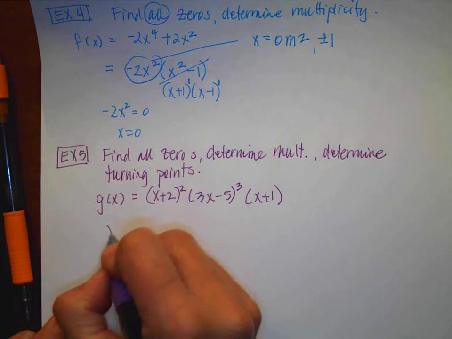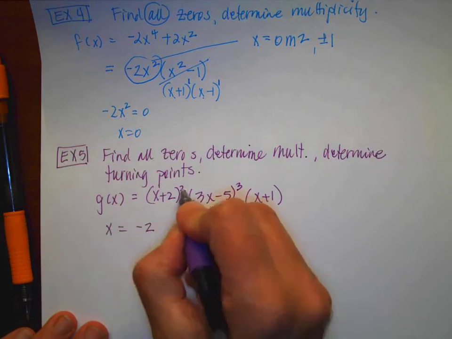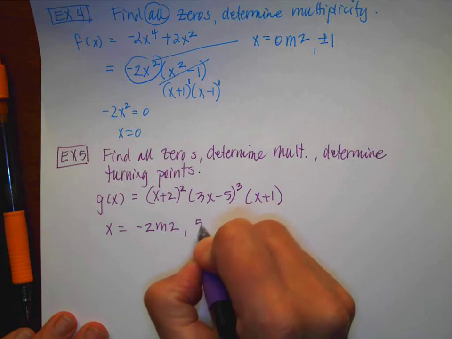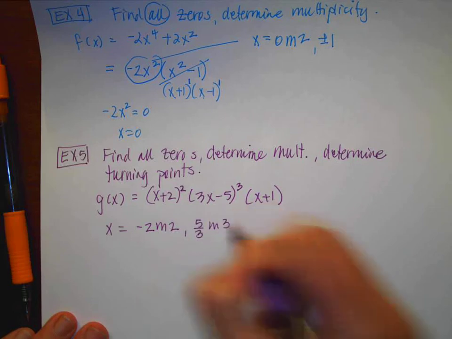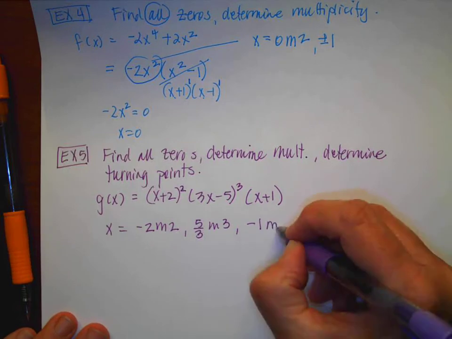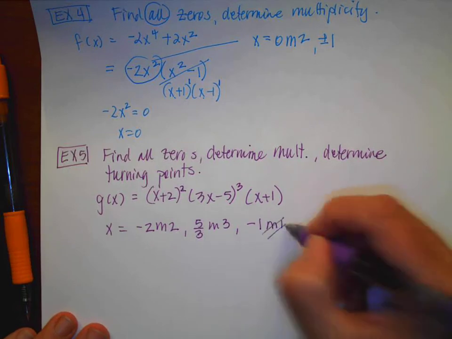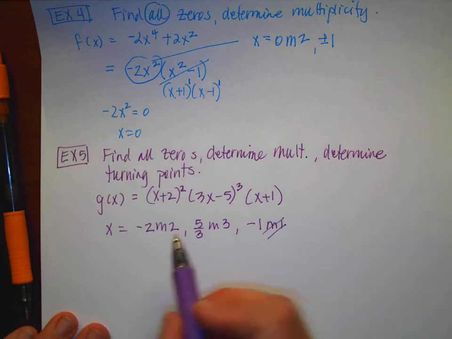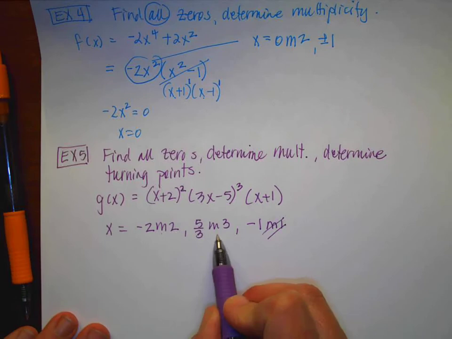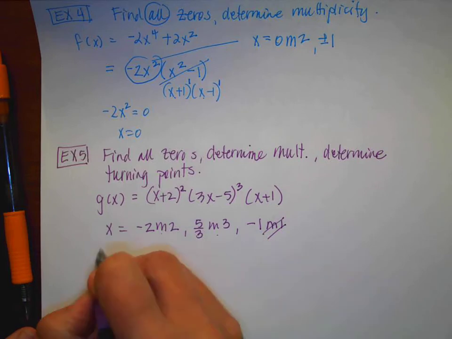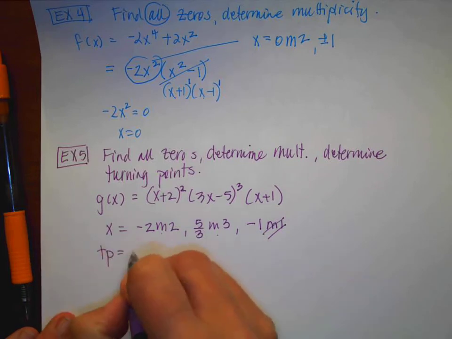So because they gave it to you in factor form, it actually is really pretty simple. x is going to equal a negative 2 with a multiplicity of 2. x is going to equal 5 thirds with a multiplicity of 3, and then x is going to equal a negative 1. Technically, it has a multiplicity of 1, but we often don't report it when it has a multiplicity of 1. Okay? This would be a bounce, this would be a through, and this would also be a through. So that gives you more hints about the graph.